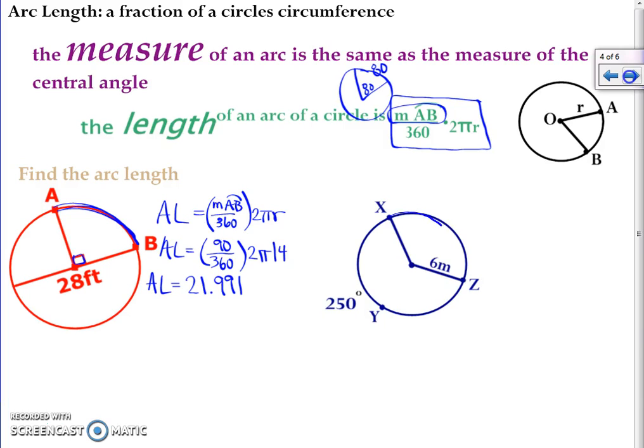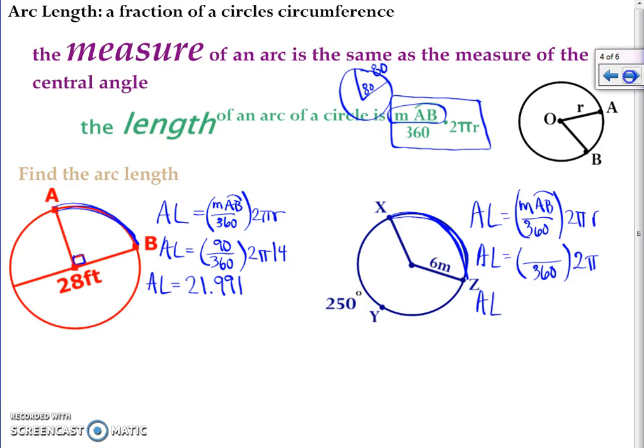All right, so this one we're looking for XZ. So we've got arc length equals measure of AB over 360, 2 pi r. Everybody write this down. The way I do these problems in this chapter and the next chapter, I always write down the formula and then I kind of write in the skeleton of the formula so that I can just drop the numbers in that need to go in.